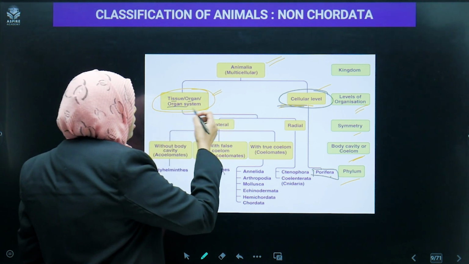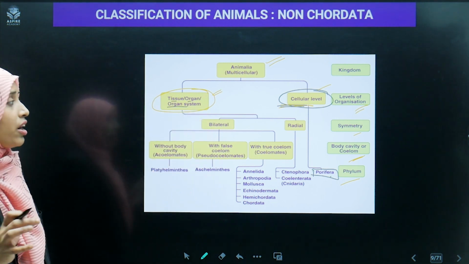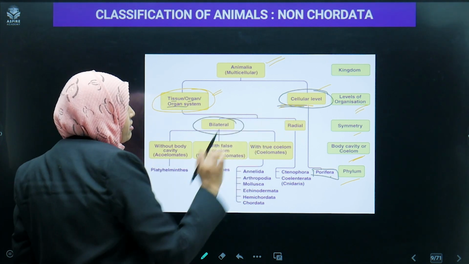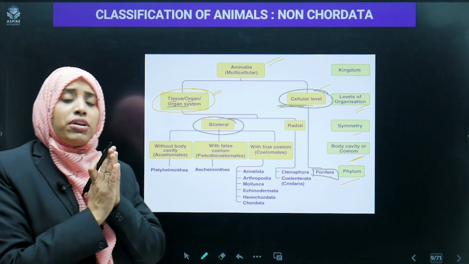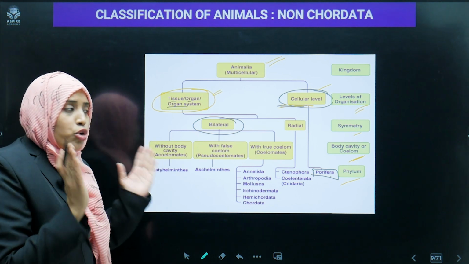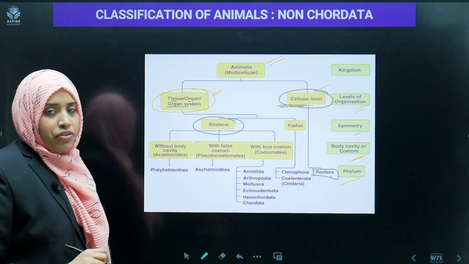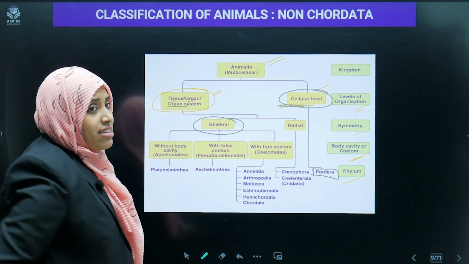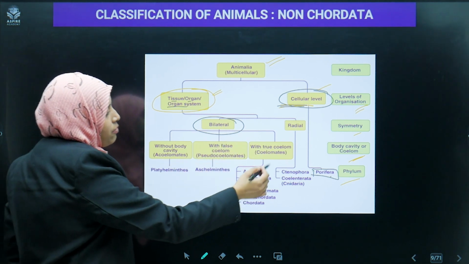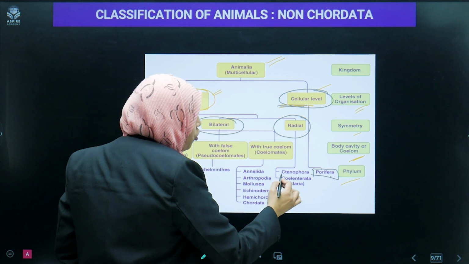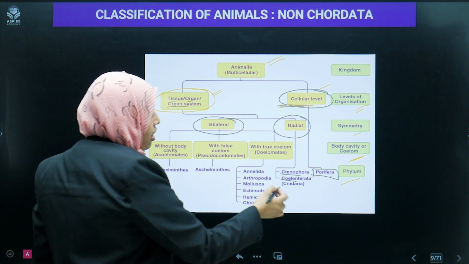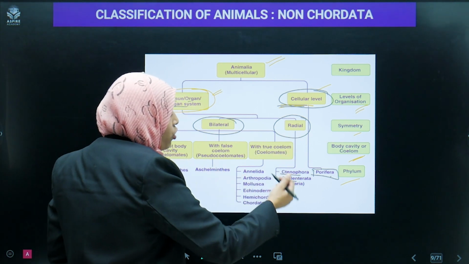And if we see organisms made of tissue, organ and organ system, firstly they will have symmetry, that is bilateral and radial symmetry. Bilateral means the organism can be divided into two equal halves. One organism can be divided into two equal halves, so that is bilateral symmetry. Now the radial symmetry: in radial symmetry you can divide the organism into many equal halves. Radial symmetry is found in Ctenophora and Coelenterata, also known as Cnidaria.